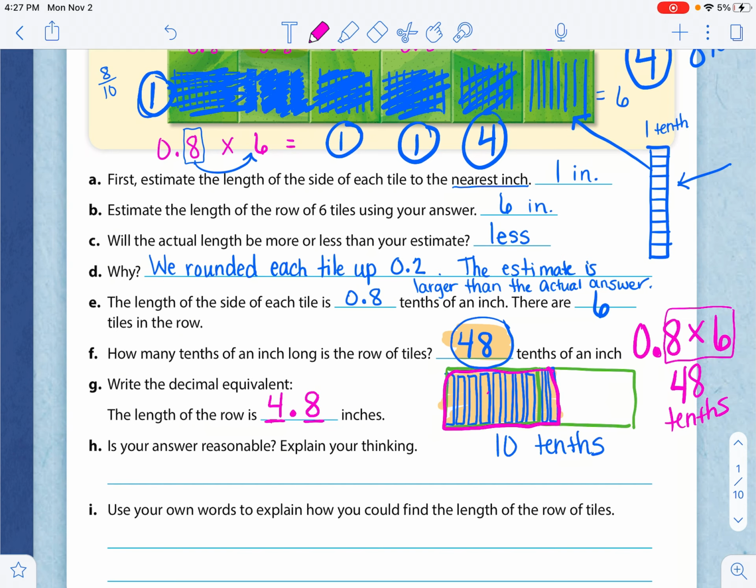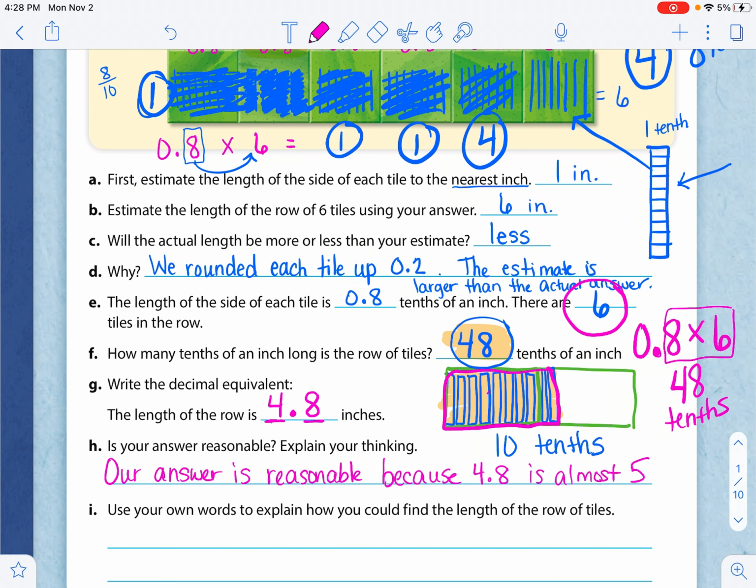Now, is 4 and 8 tenths a reasonable answer for what we came up with when we had our estimate of 6? Yes. Our answer is reasonable, because 4 and 8 tenths is almost 5 wholes, which is 1 whole away from 6 wholes, which is our estimate.